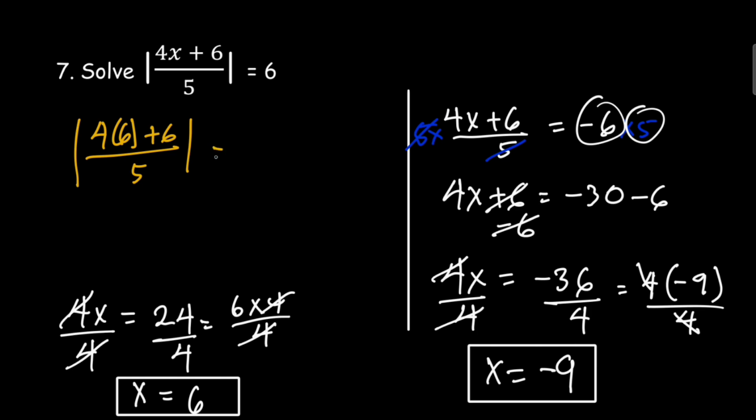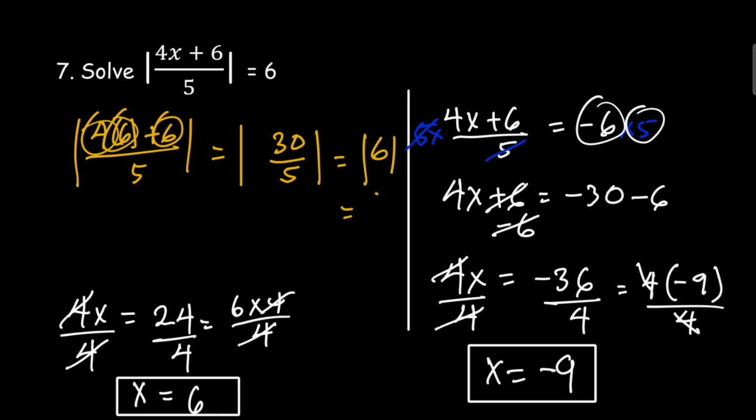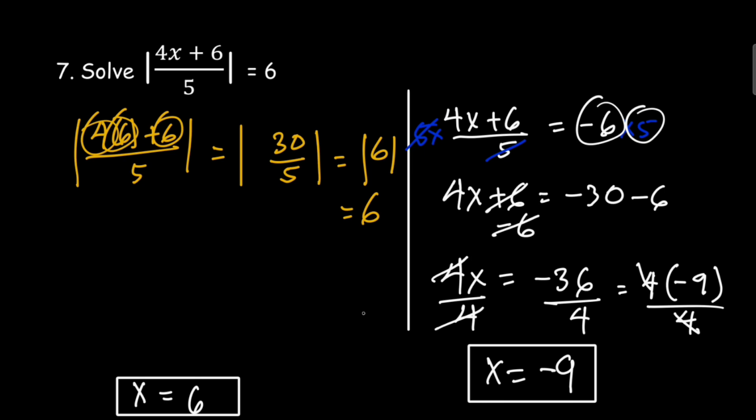If we don't get 6, then we are wrong. So we're going to be getting the absolute value of 4 times 6, which is 24, plus this 6 is going to be 30, divided by 5, and this is what we have. And 30 divided by 5 is giving us 6, and the absolute value of 6 is still positive 6. And that is it when x is equal to positive 6.